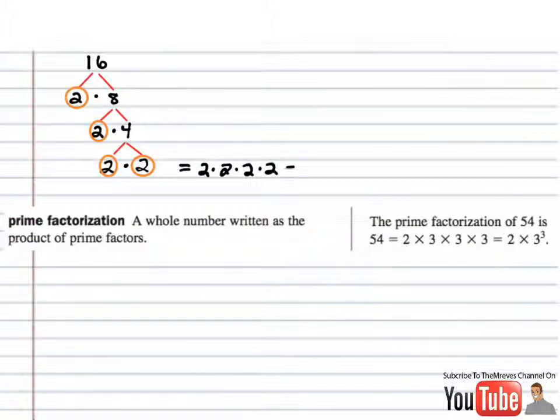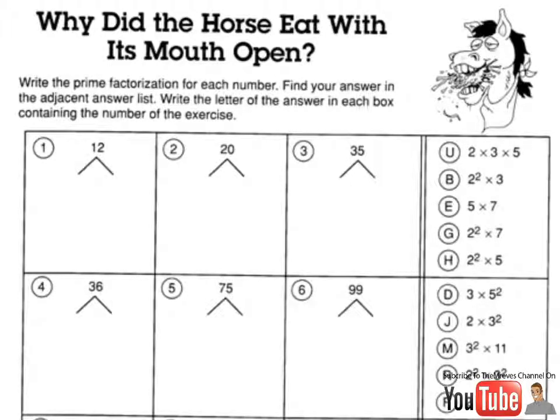Now we want to shorten it. And so how many 2's do we have? We have 4 of them, so it's going to be 2 raised to the 4th power. And so that's the same thing as 16. So that's a basic understanding of factor trees, and we're going to go ahead and get working on the worksheet today. And so let's go on to the next page and talk about our worksheet.